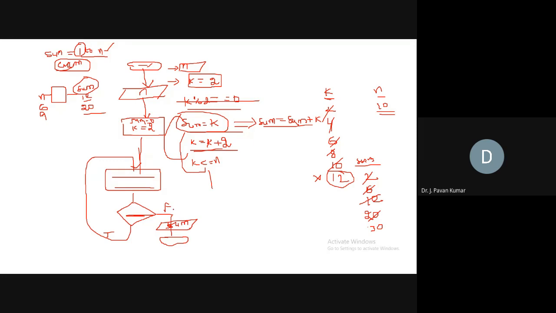Clear? Yes, sir. You can note down. Yes, over. Yes, sir. Next.